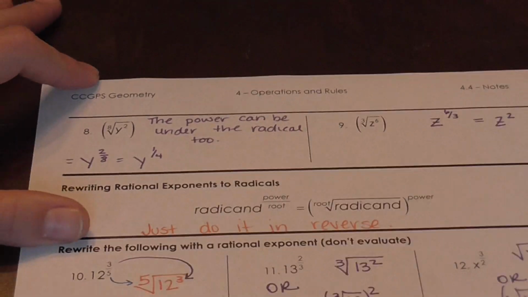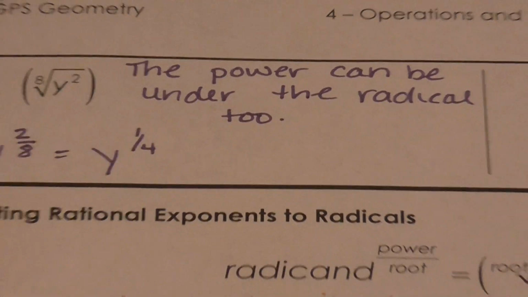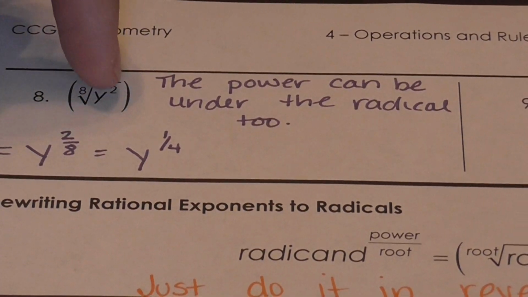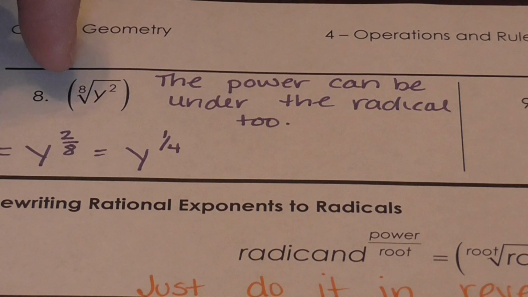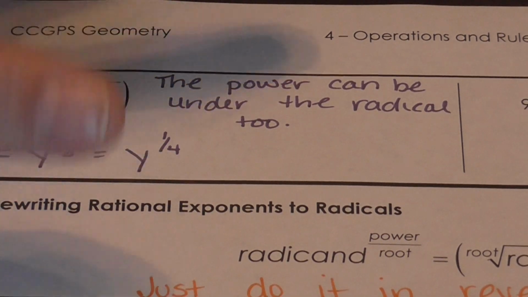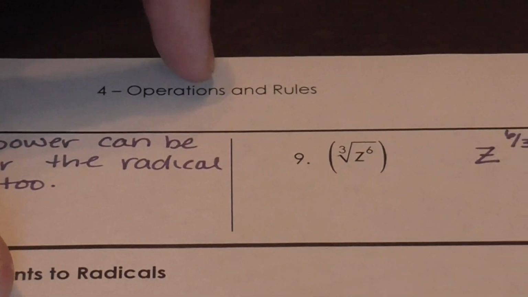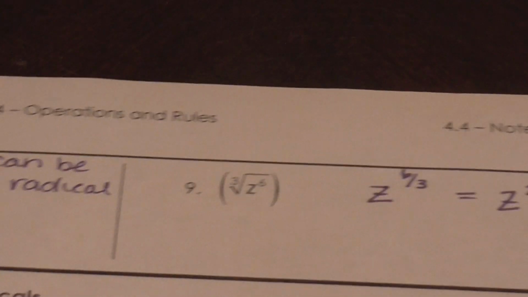Alright, if I take a look at this one, let me zoom back in so you can see. The power can be underneath the radical instead of outside the parentheses as well. So when it's set up like this, then I have 2/8. So the 2 goes over the 8, which simplifies down to 1/4. For this one, I'm going to pull the 6 out and put it over the 3. 6/3 simplifies to z squared.